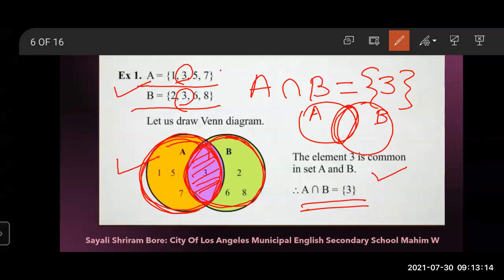Now, if they give you the question directly in the listing method, it is easier for you to find the common element between the two different sets. But if the set is given in the rule method, in set-builder notation, then first you have to convert that into the listing method and then find the intersection of the two sets.